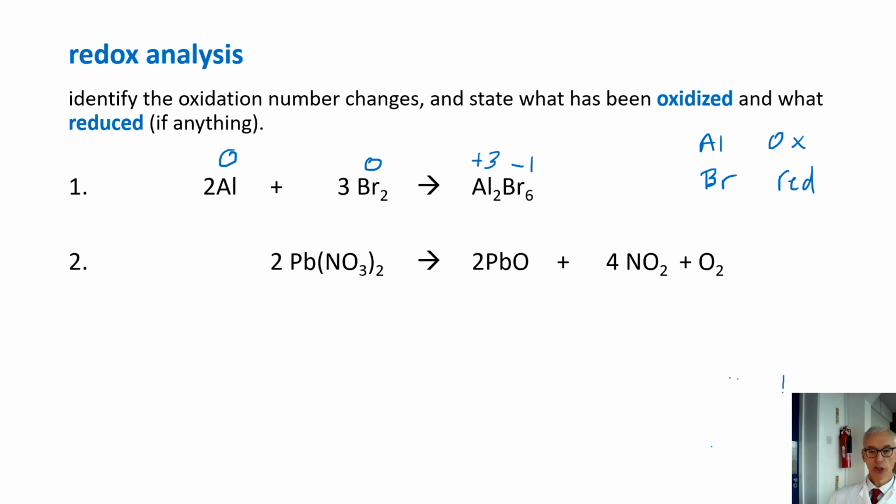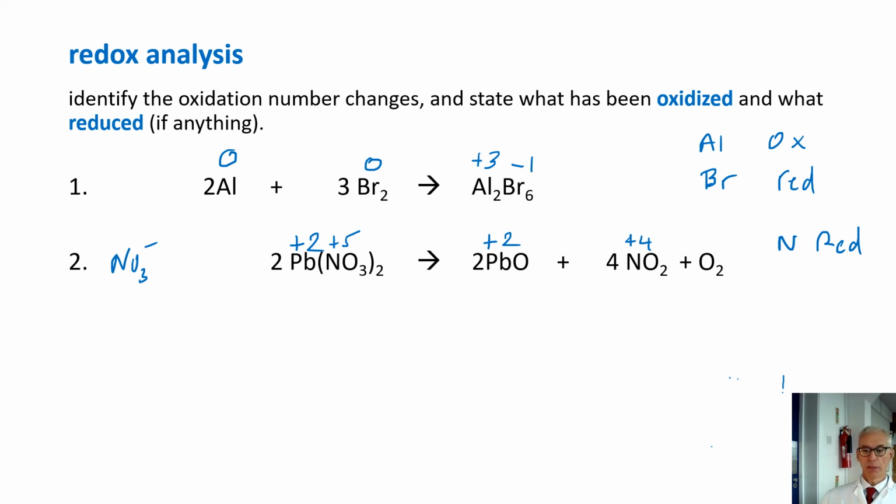Looking at equation number 2, let's just remind you that the nitrate ion is a -1 ion, so that makes the oxidation state of lead +2 in lead nitrate, and in lead oxide, it's also +2, so that's lead(II) oxide. So there's no change for lead. However, nitrogen on the left hand side in the nitrate ion is +5, and in nitrogen dioxide is +4, so we can say that nitrogen is reduced. There's a decrease in the oxidation number of nitrogen.